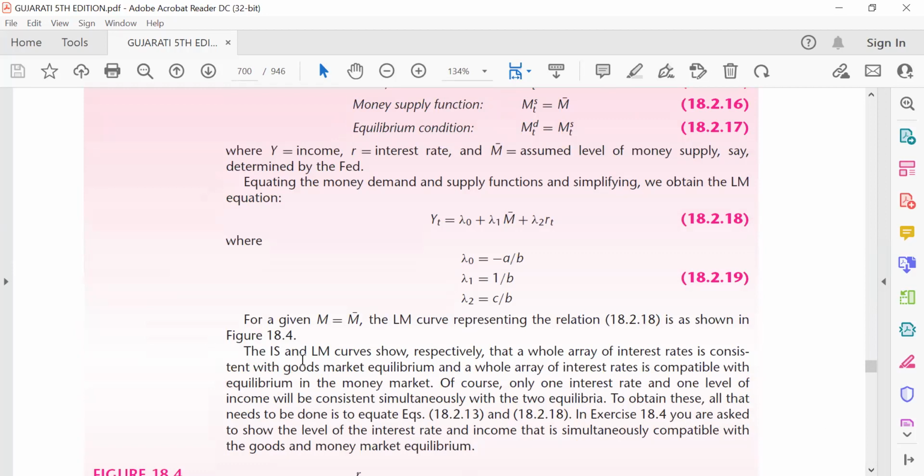The IS-LM curves show respectively that a whole array of interest rates is consistent with goods market equilibrium. So here we have the interest rate, and this is the money supply. Here we have two exogenous variables, the money supply and interest rate.